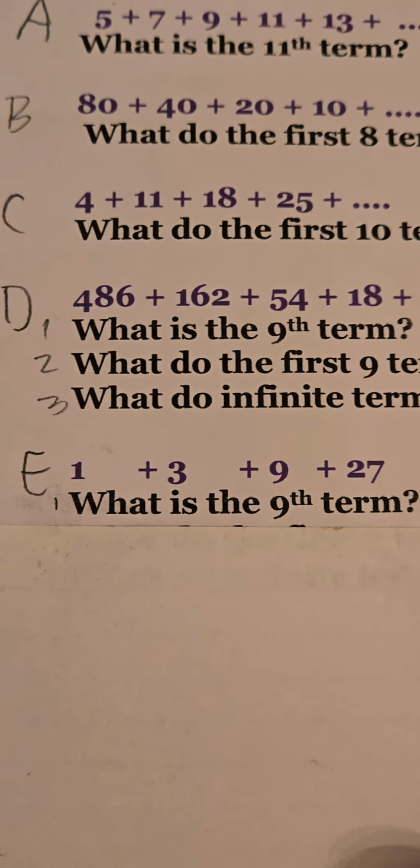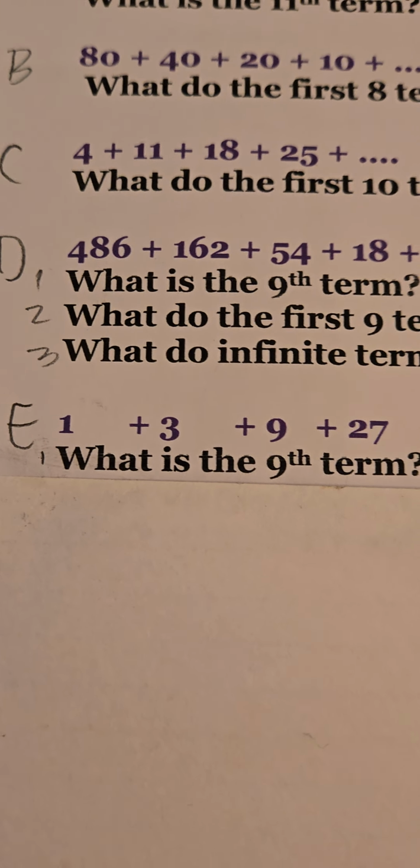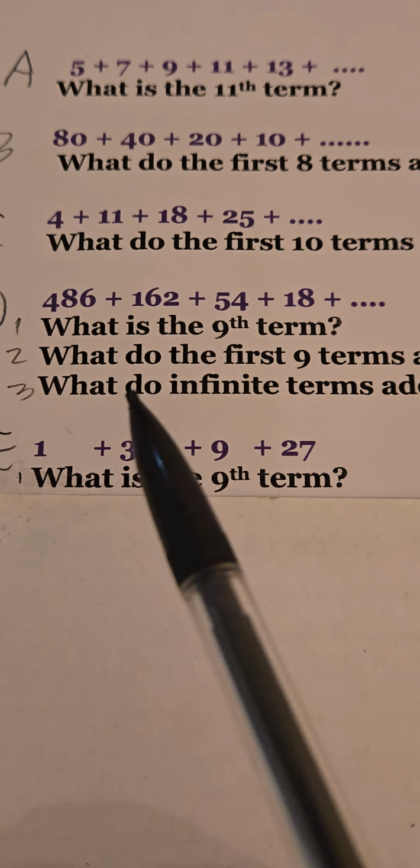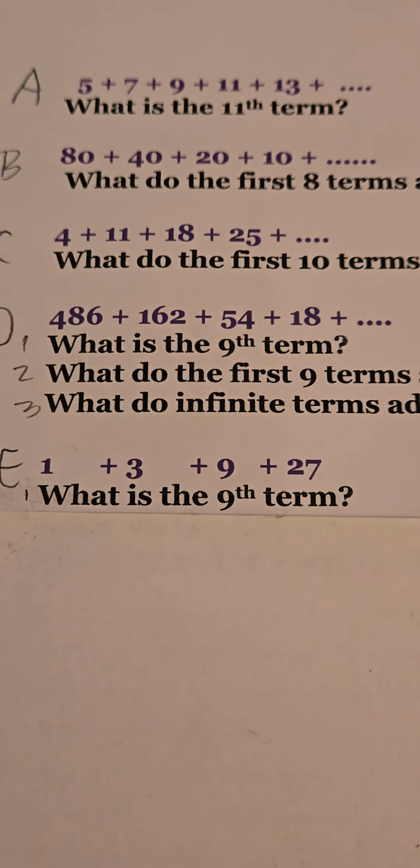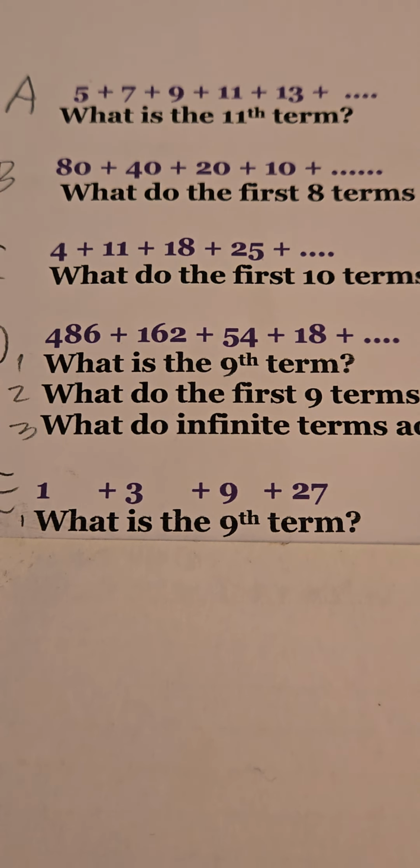And now we get to part E. 1 plus 3 plus 9 plus 27. What is the 9th term? Do you remember the two questions we ask ourselves? Is it arithmetic or geometric? And what are they asking us? I'll give you a few seconds to think about it. To me, it's clearly geometric because each term is multiplied by 3. What is the 9th term?